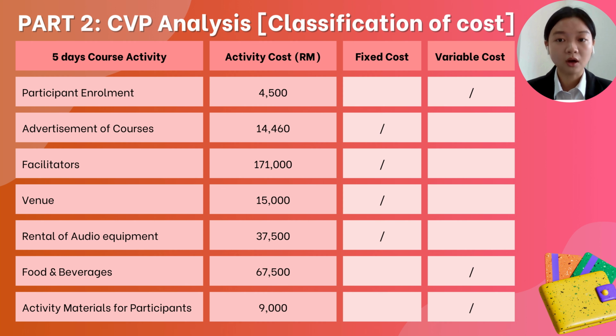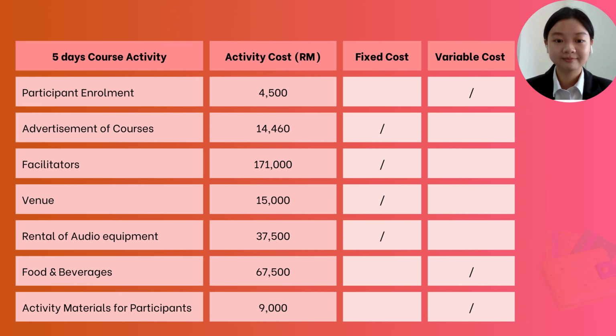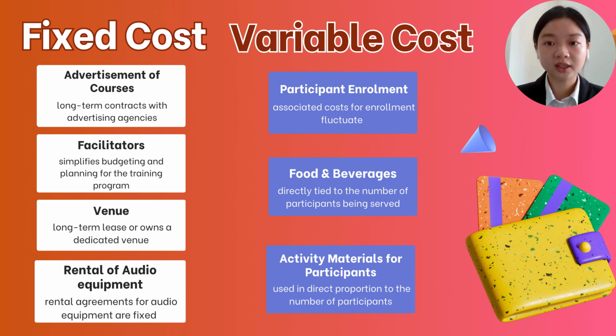Given that all of the cost amounts are extracted from the workings of ABC, CVP is useful for assessing the impact of changes in these variables on Gemilang company's financial performance. Thus, we can conclude that 4 activities are grouped under the fixed cost and 3 activities under the variable cost. The first fixed cost included is advertising costs.